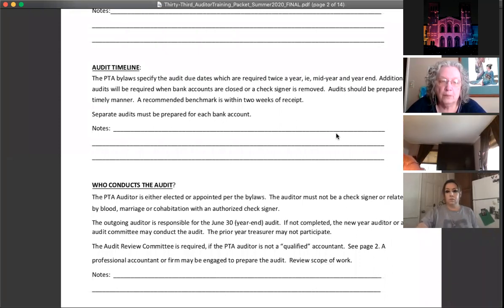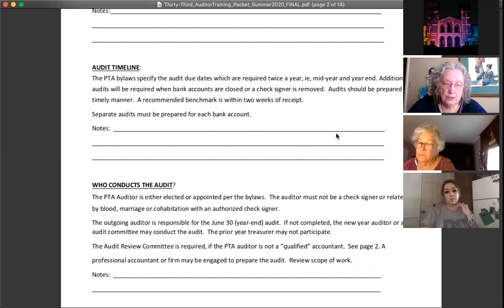Separate audits must be prepared for each bank account, and we'll talk about that when we get to the audit report, but each checking and savings account must have a separate audit as well as PayPal, because PayPal is a payment processor in which we draw down funds, and so it operates kind of like a bank account. Square, Totem, all the e-commerce transactions would be on a checking or savings account and would have a separate audit.